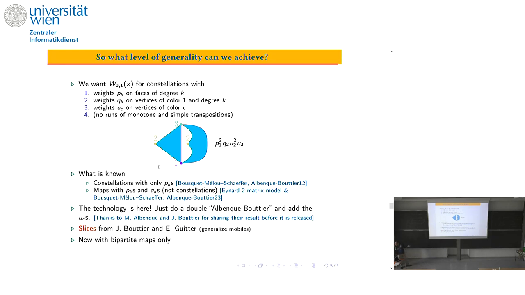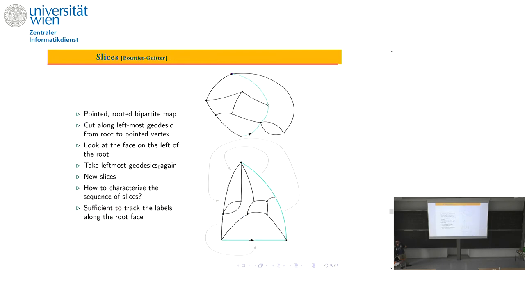So the technology is something that generalizes the mobiles that we heard about from, I think, Marvin on Monday. It's called slices. They were introduced by Bouttier and Guitter. And I will present them with bipartite maps only. So to introduce slices, I need a root. That's basically a marked corner or marked oriented edge, like I have on the top drawing. And I also need a pointed vertex, which is just a distinguished vertex.